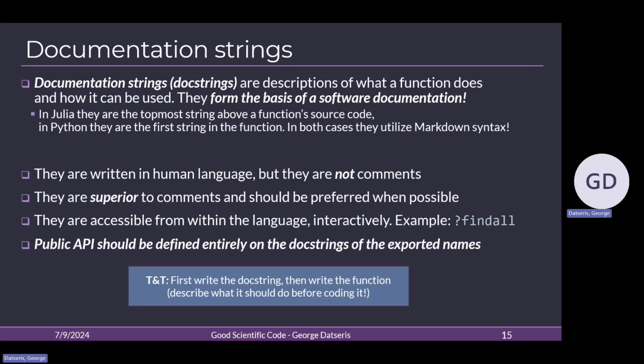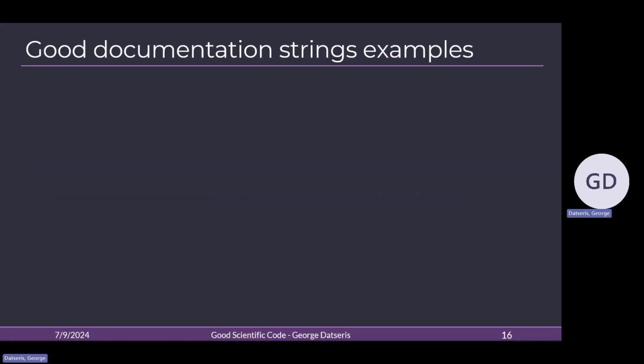A tip and trick for you guys that I really follow, and it is boosting my productivity, is that when I want to write a new function, I first write its documentation string. So I first make a declaration for myself of what I want this function to do, and then I write the source code of the function so that it satisfies this documentation string. In my opinion, this makes for a more productive workflow.